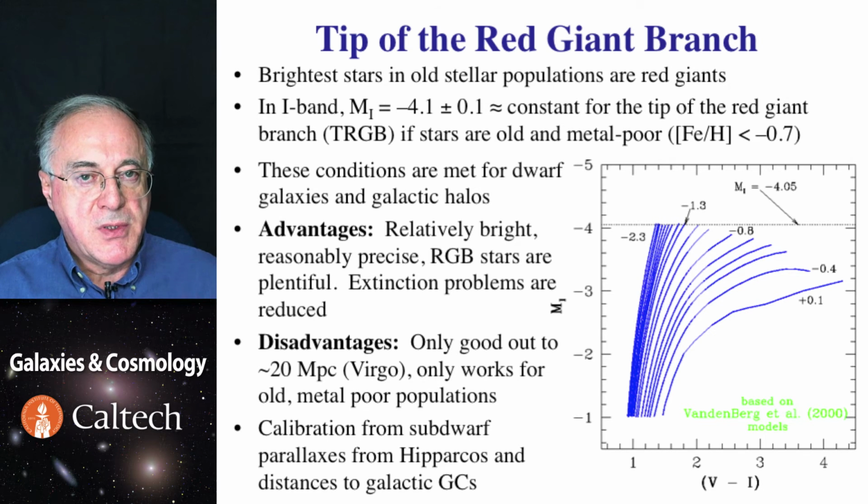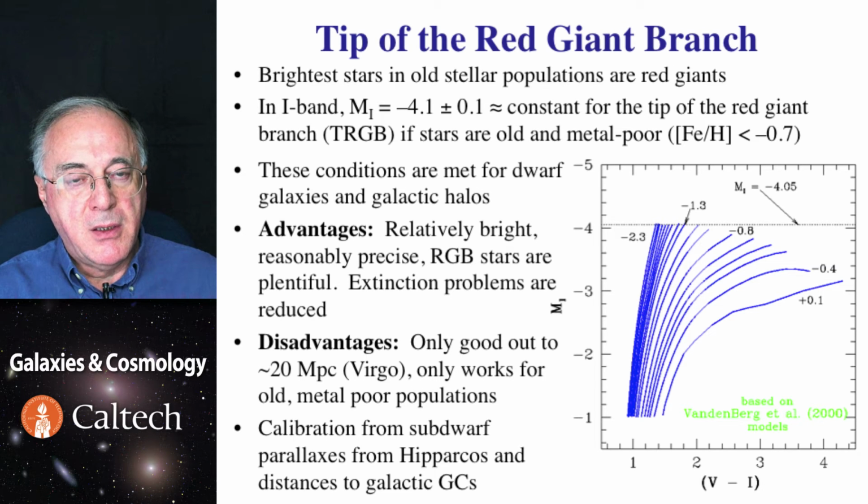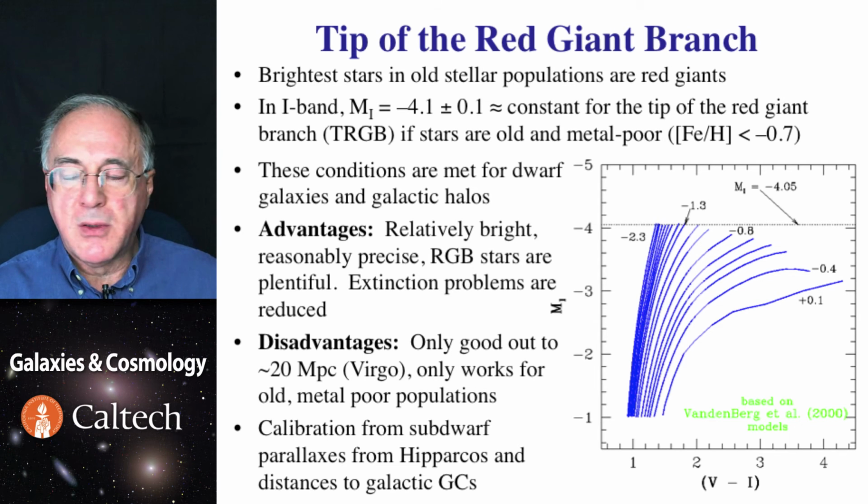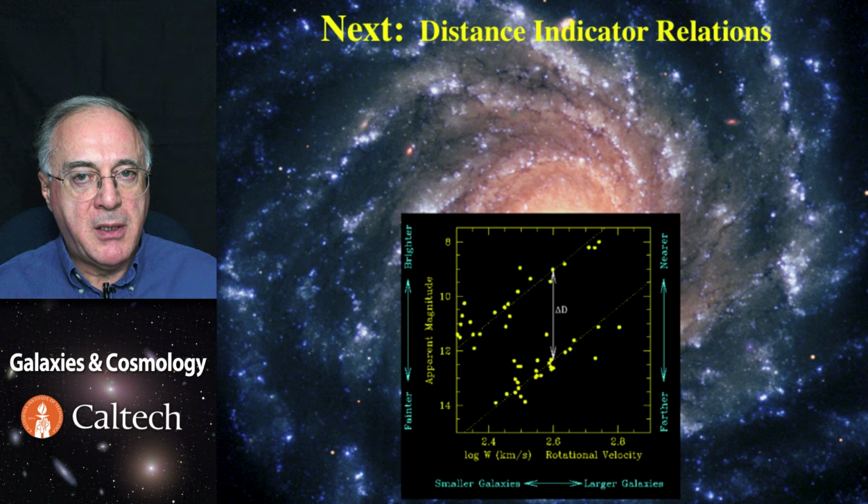The advantage of this is, of course, that these stars are bright. The disadvantage is that it's not a terribly well-defined indicator. There aren't very many of those stars, so the numerical fluctuations can affect the result. That is it about the stellar distance indicators. Next time, we will talk about so-called distance indicator relations for galaxies.